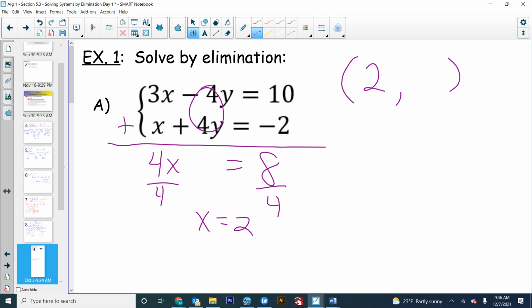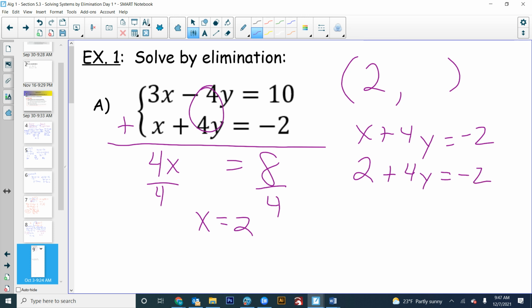So let's rewrite the bottom equation: x plus 4y equals negative 2. We know x is 2. Let's plug it in. By the way, this probably was the easier one. I don't know what I was thinking. See how x is by itself? You got x, just plug 2 in there. It's probably a little easier, not that the other one's that hard.